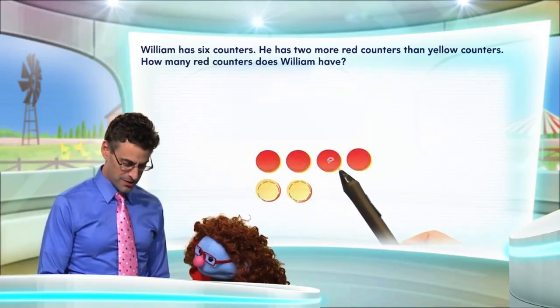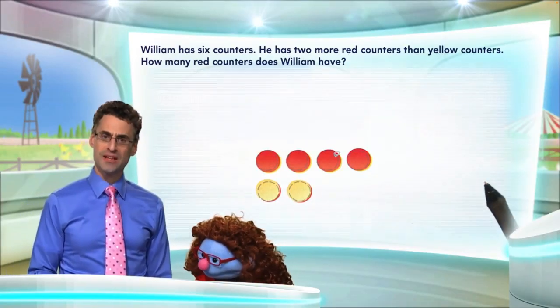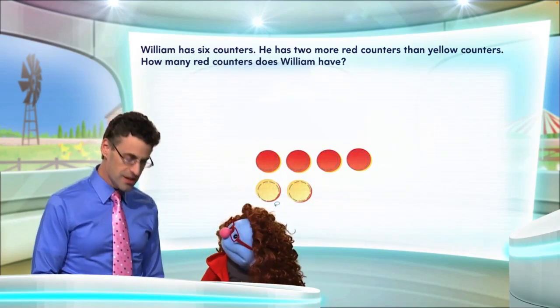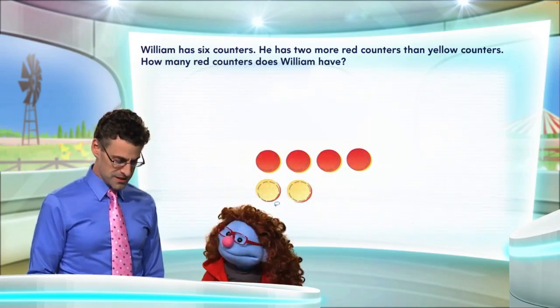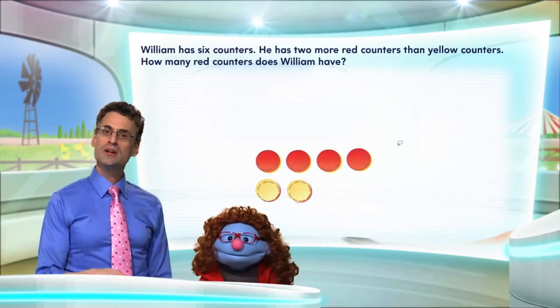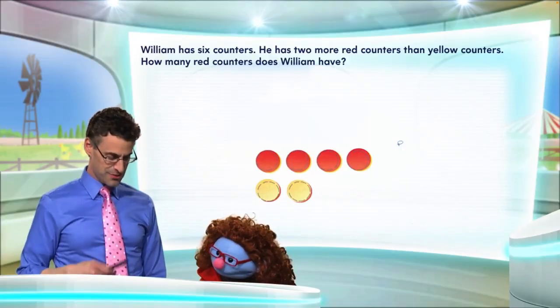How many extra red ones are there? There are 2, exactly right. And so there's our actual answer, right? We see there are 2 more red counters than yellows. So that means that William must have had 4 red counters and 2 yellow counters. And so the answer is, how many red counters did he have? The answer is 4.